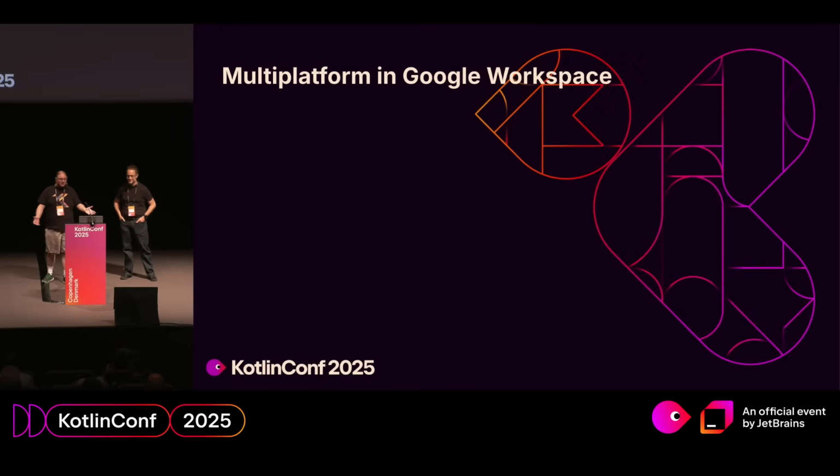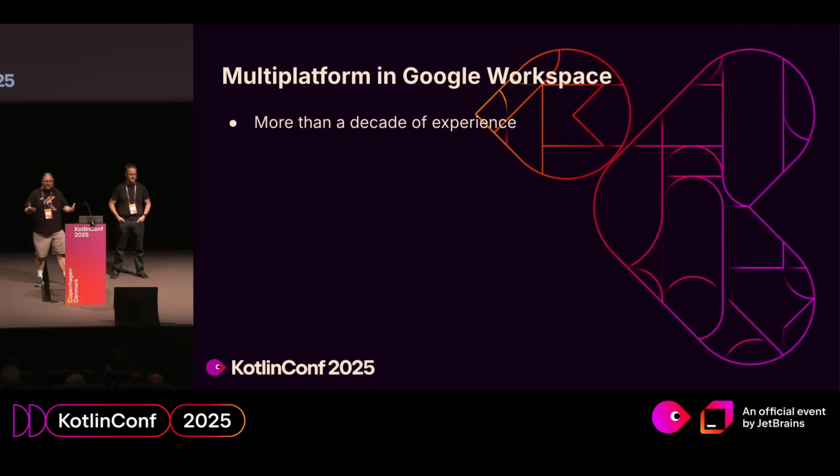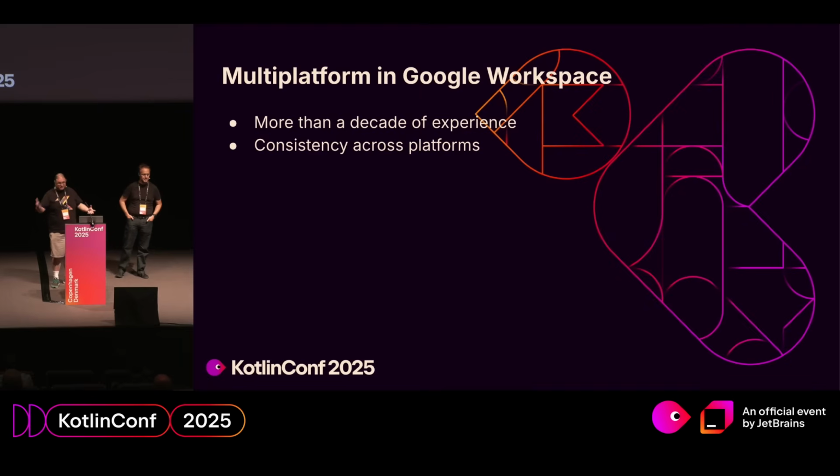Okay, so multi-platform in Google Workspace. Google Workspace has actually been doing multi-platform for more than a decade with internal transpilation tools. We've been taking Java and transpiling it into Objective-C and into JavaScript. The reason we've been doing this is for consistency across platforms. We want feature consistency, bug consistency, and more importantly, bug fix consistency. That is the real key reason: we want the same user experience for all of our users across the platforms.